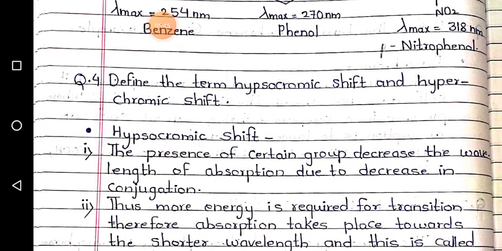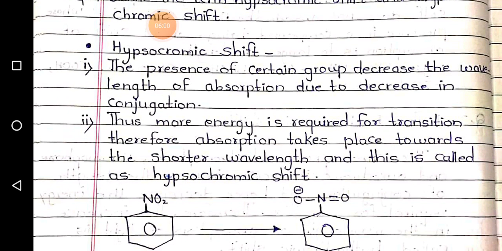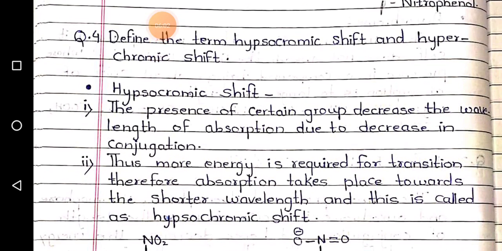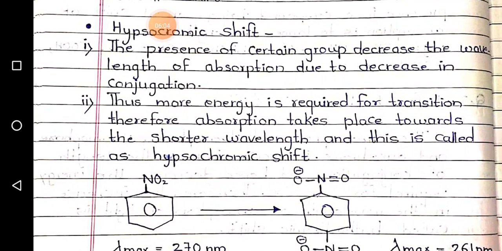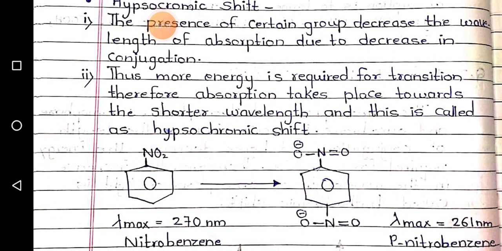Next is question 4: define the terms hypsochromic shift and hyperchromic shift. So in the case of hypsochromic shift, the presence of certain groups decreases the wavelength of absorption due to a decrease in conjugation.